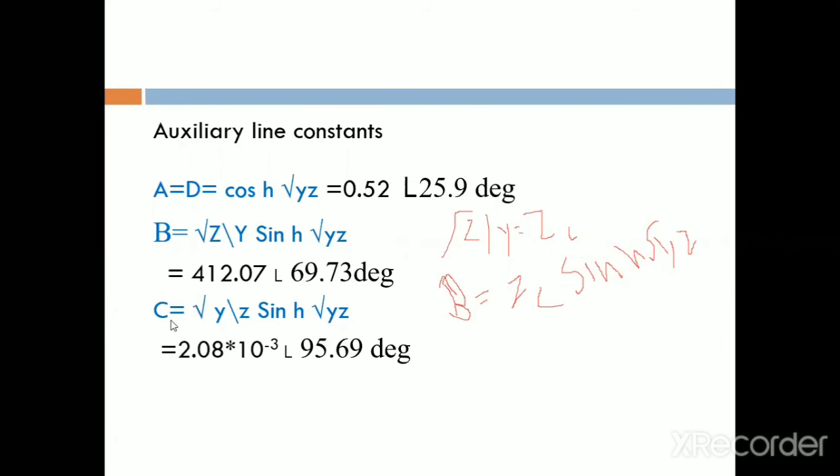Okay, after that the formula for C is equal to root y by z. Okay, what is the formula for ZC? ZC is equal to root of z by y. Okay, the formula for ZC is equal to the root of z by y. Then the root of y by z is equal to 1 by ZC. So C is equal to 1 by ZC sinh root of yz.